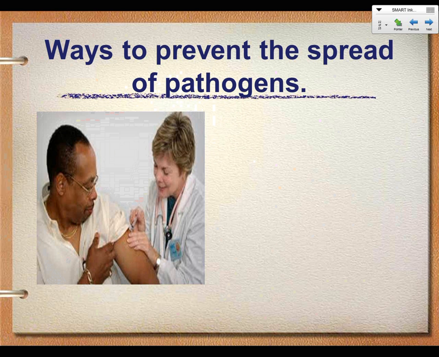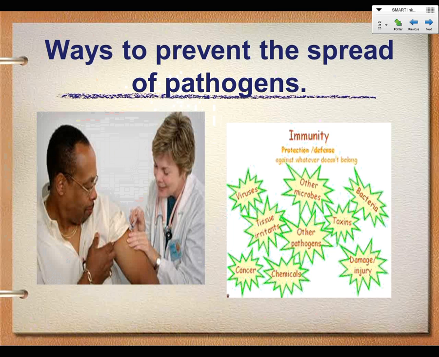Some people do not get vaccinations, and that's perfectly fine. Some people decide not to get it because they build up their immunity. And this is another way to prevent pathogens from being spread. You take care of your immune system. How do you take care of your immune system?